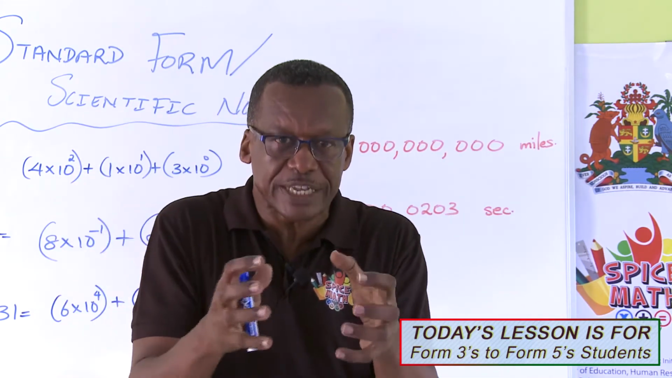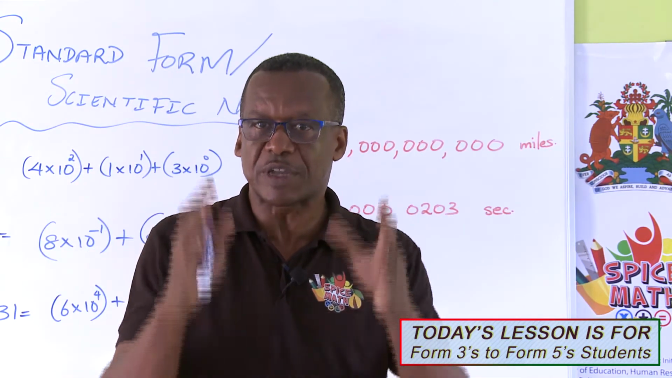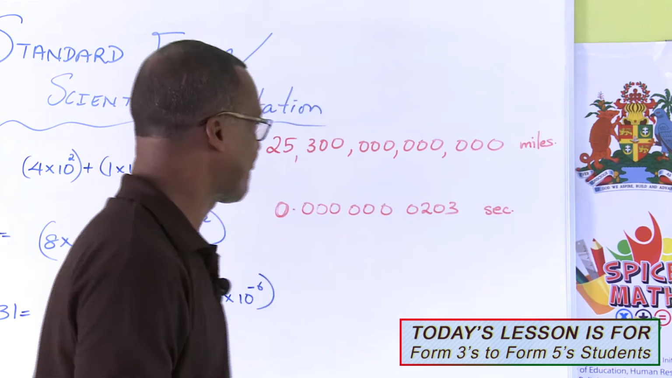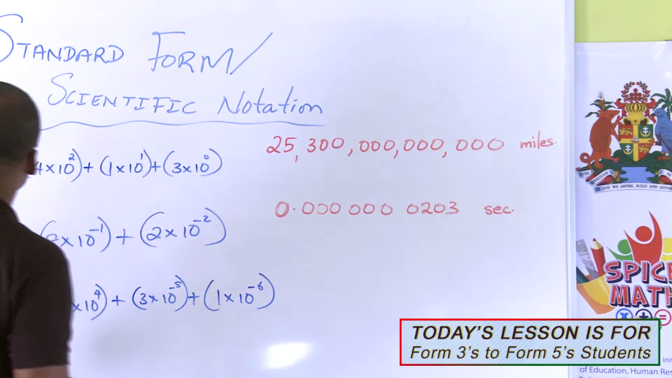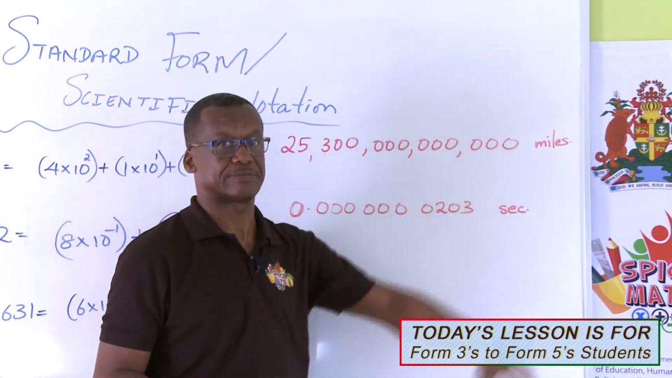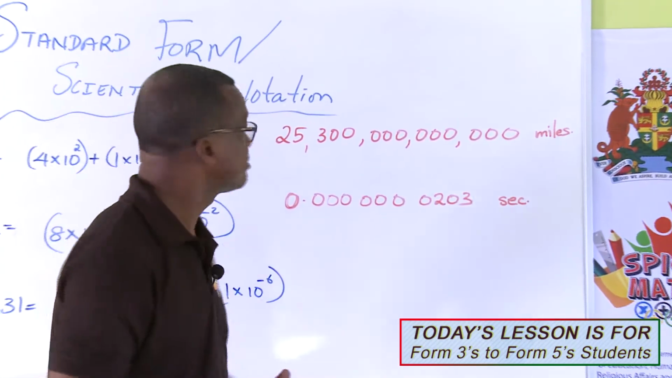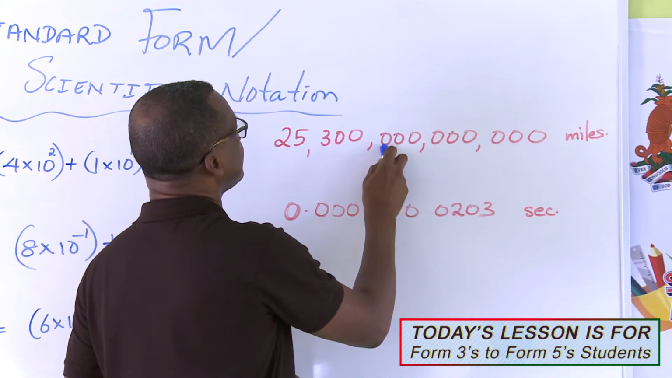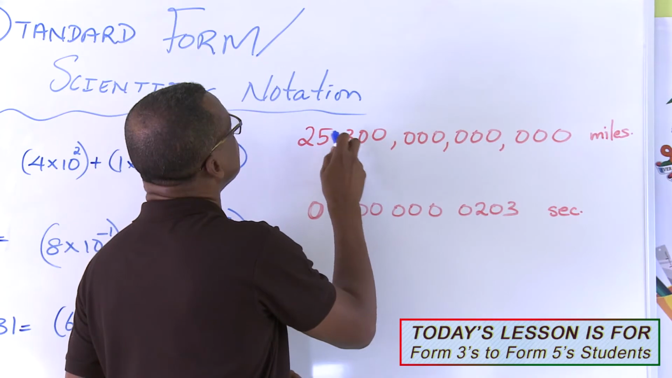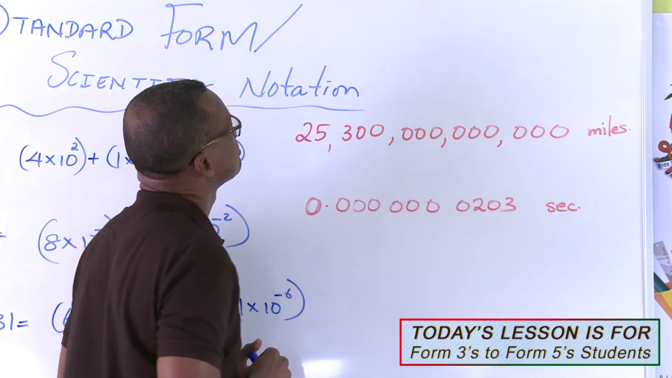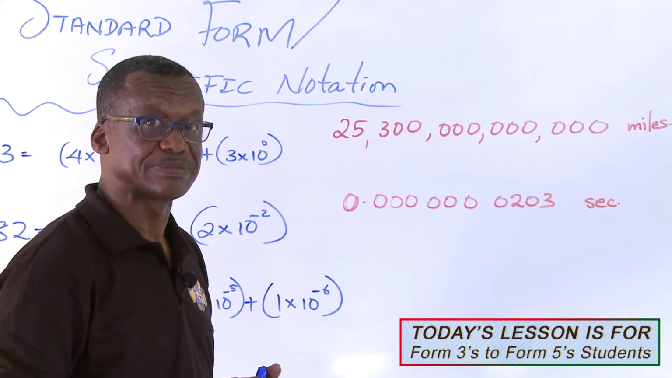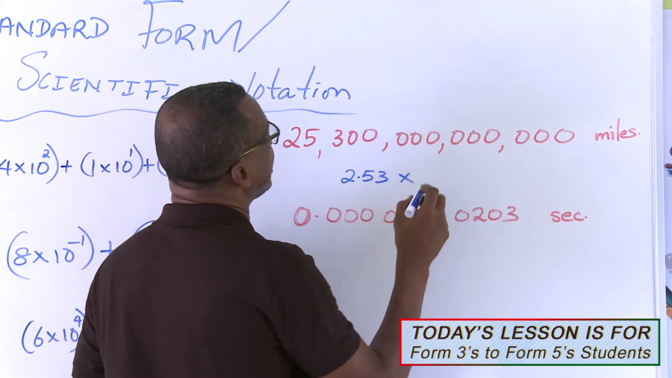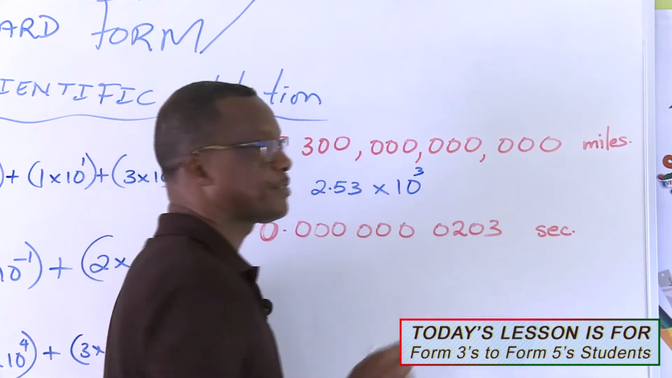But I can break it down into scientific notation so the number is easier to manage and we have fewer digits to write. We can do that by simply expanding it into powers of 10. How many powers of 10 do we have here? 10 to the 3, 10 to the 6, 10 to the 9, 10 to the 12, 10 to the 13. So this number is really 2.53 multiplied by 10 to the 13.